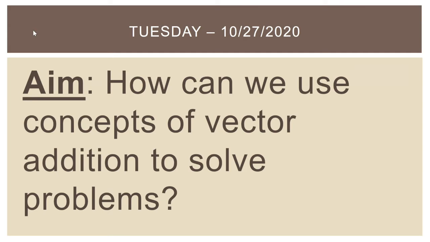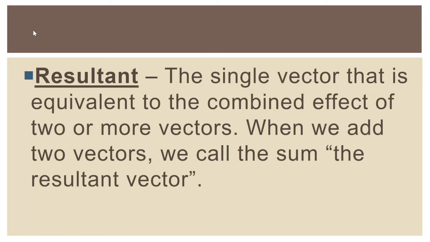And the first definition we're going to take a look at is the definition of a resultant. And the key thing to remember about a resultant, I think, is that a resultant is exactly as it sounds. A resultant vector is the single vector that is equivalent to the combined effect of two or more vectors. And so when we add two vectors, or we subtract two vectors, or we combine two vectors in any way, we call the sum, the difference, the product, whatever the combination is, we call it the resultant vector.